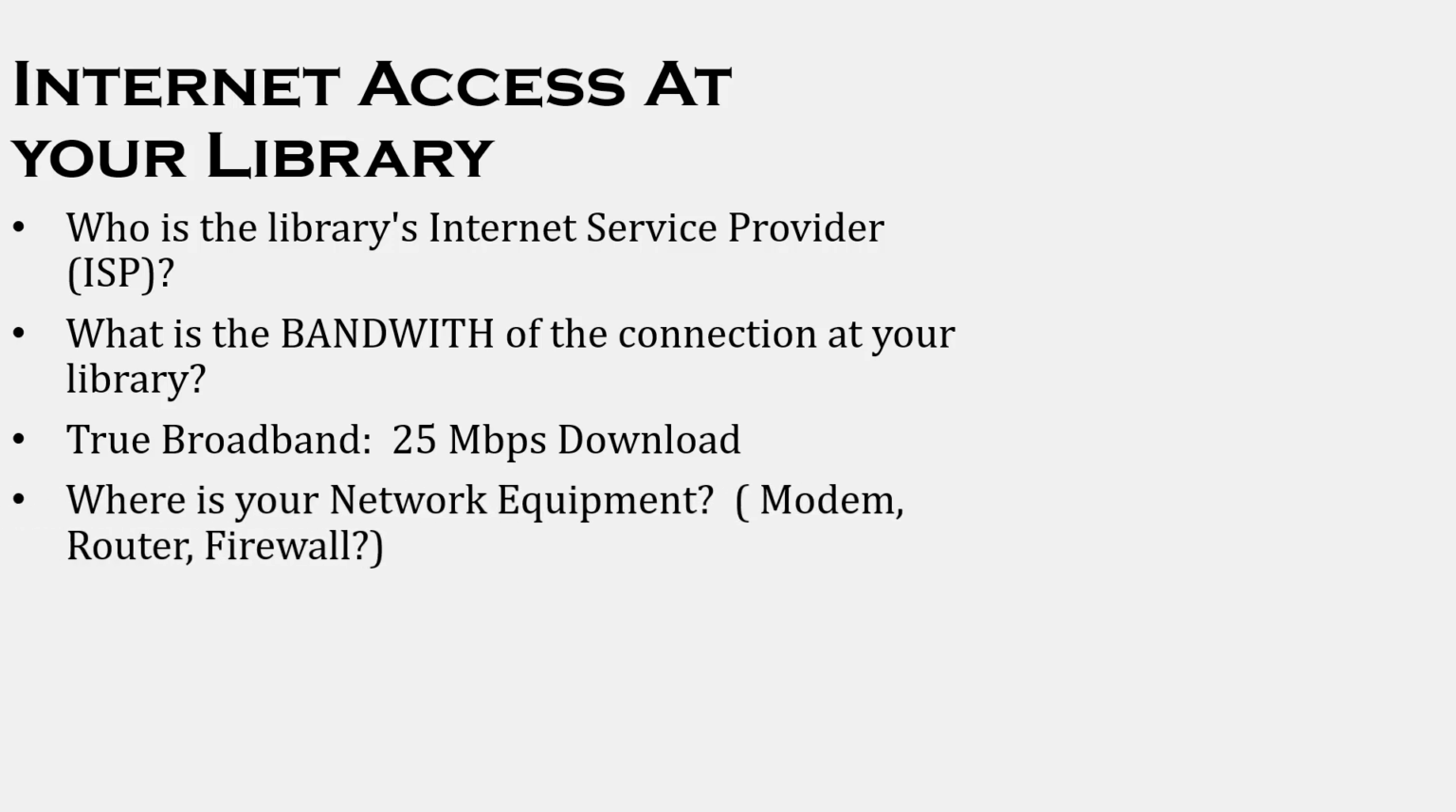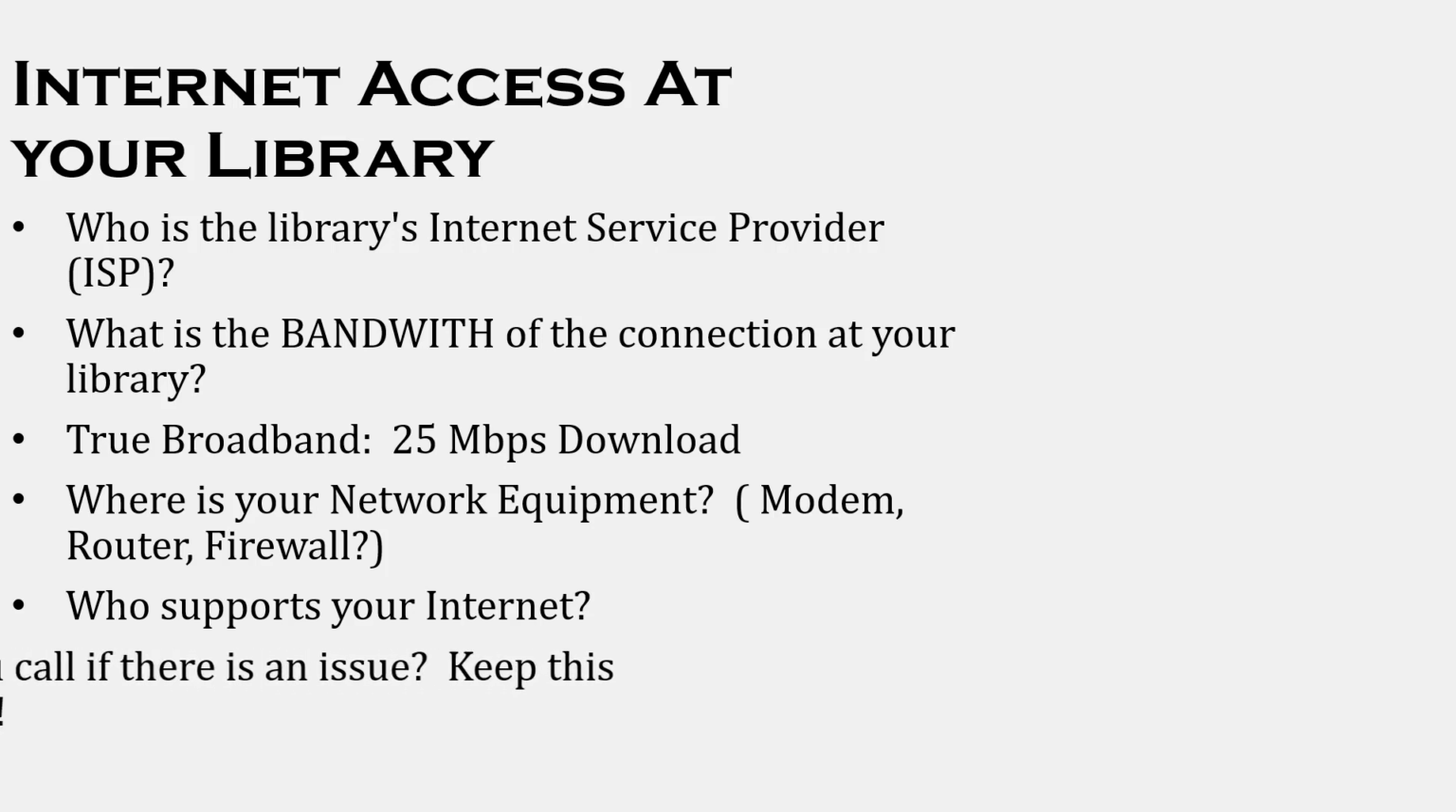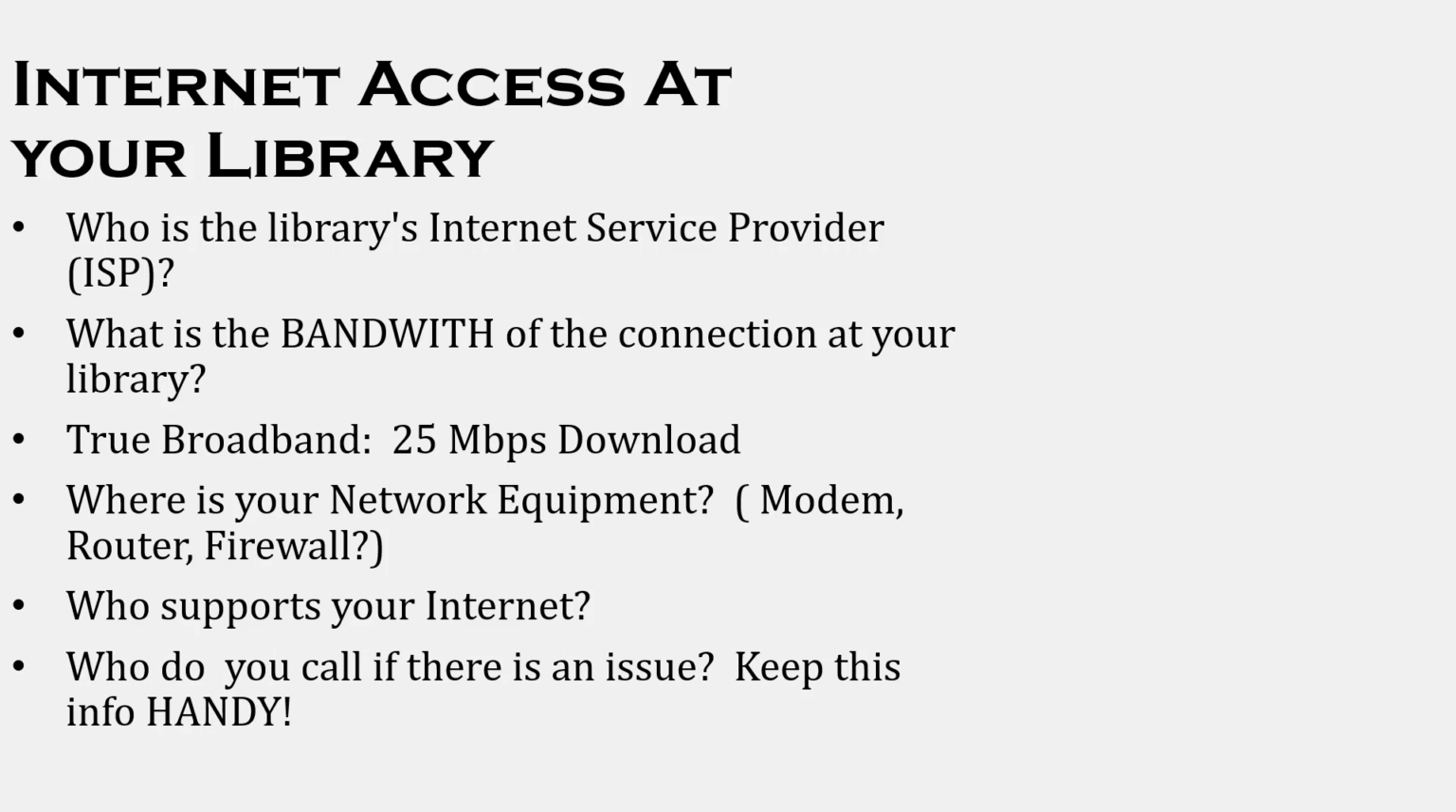True broadband is a download speed of at least 25 megabits per second. You should know how the Internet comes into the library and the pieces of network equipment that are in use. This could include a modem, router, and firewall. You don't have to learn how to troubleshoot Internet connectivity issues if you know who to call.